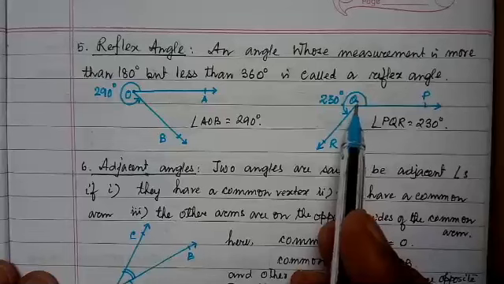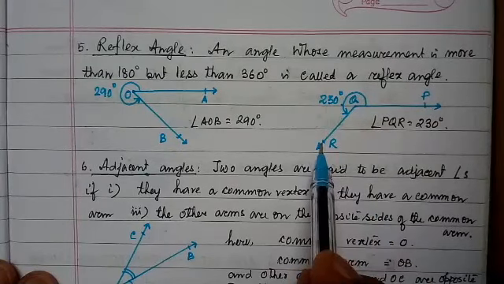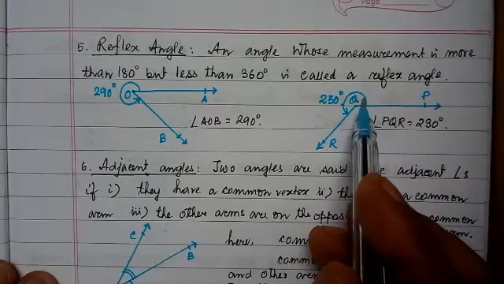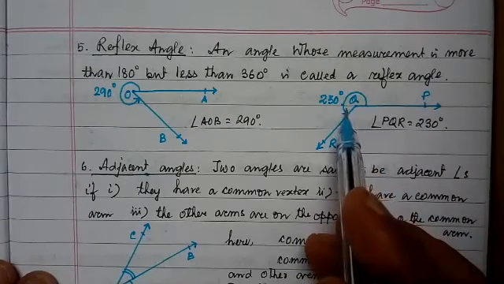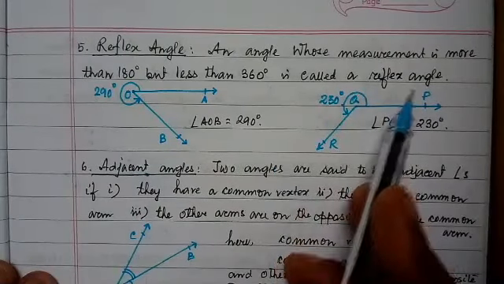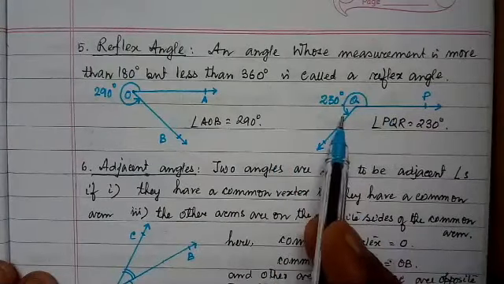Similarly, angle PQR measures 230 degree. This angle is 230 degree, which is greater than 180 degree but less than 360 degree. Therefore this is a reflex angle.